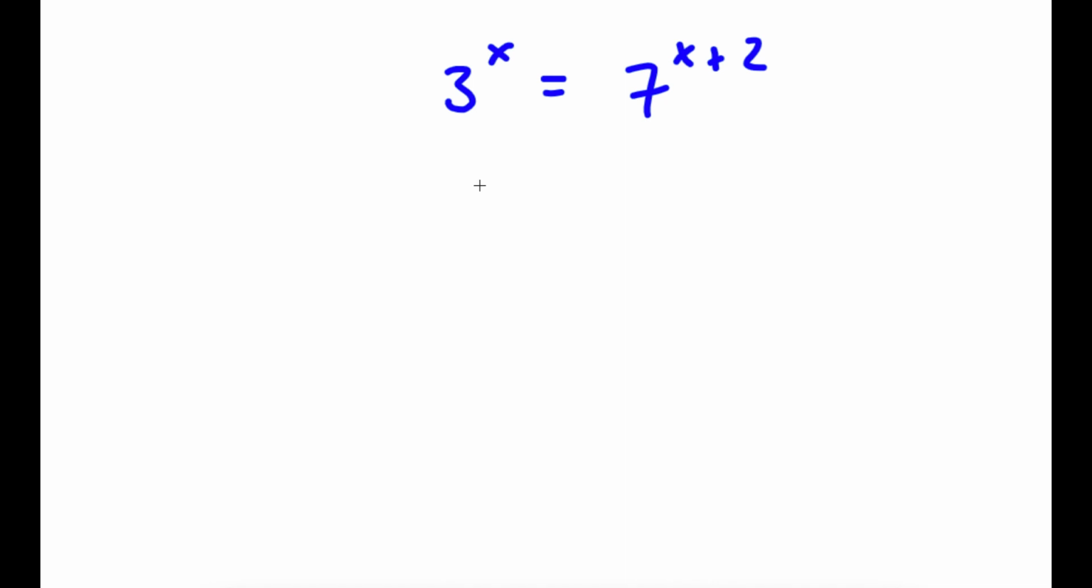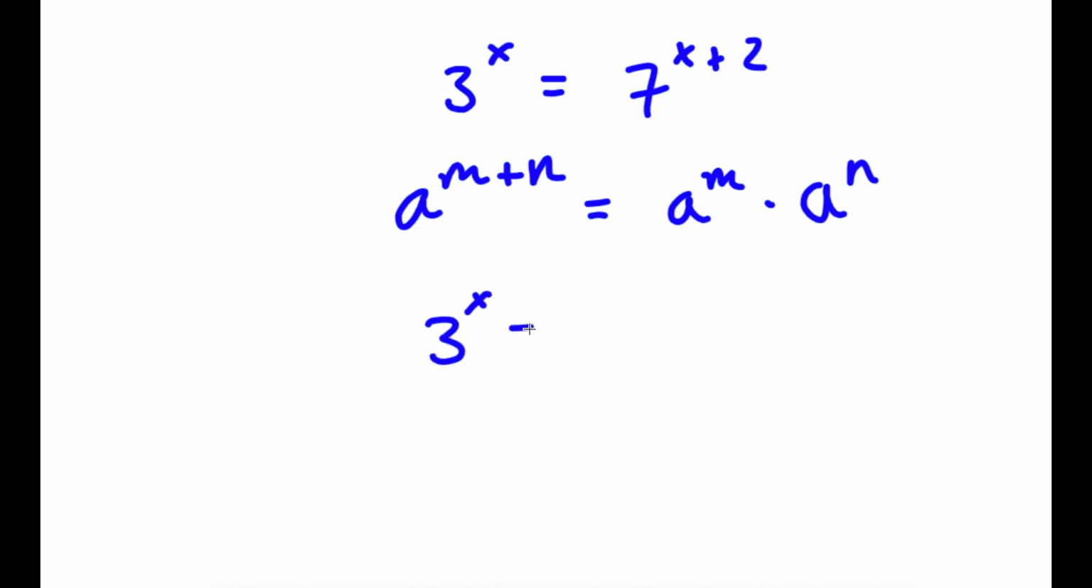Alright, so in this problem, I have 3 to the power of x is equal to 7 to the power of x plus 2. So to solve this, first off, if I have something in the form a to the power of m plus n, this is equal to a to the power of m times a to the power of n. So in this case, 7 to the power of x plus 2, I can rewrite as 7 to the power of x times 7 to the power of 2.